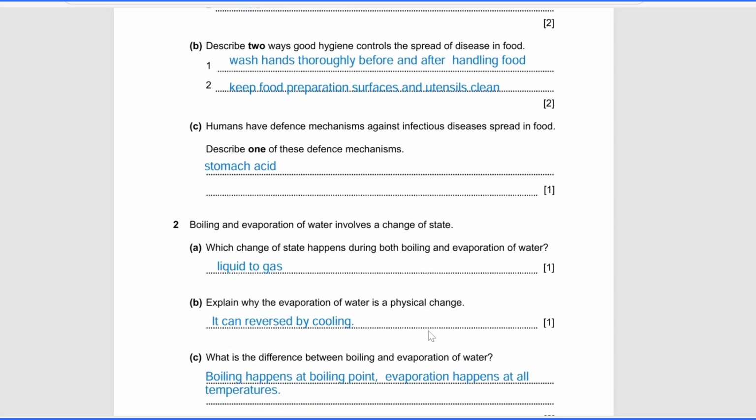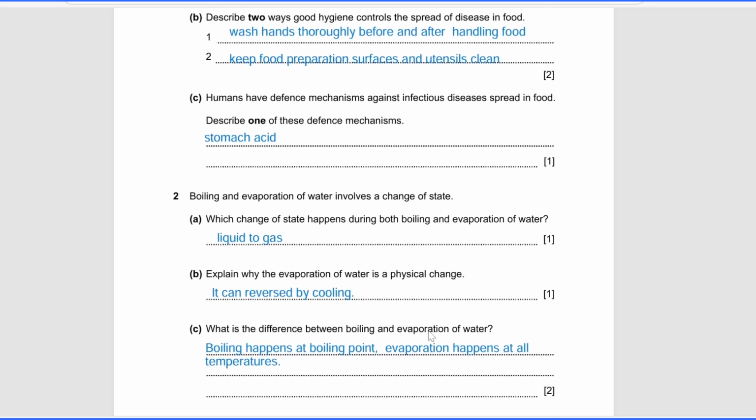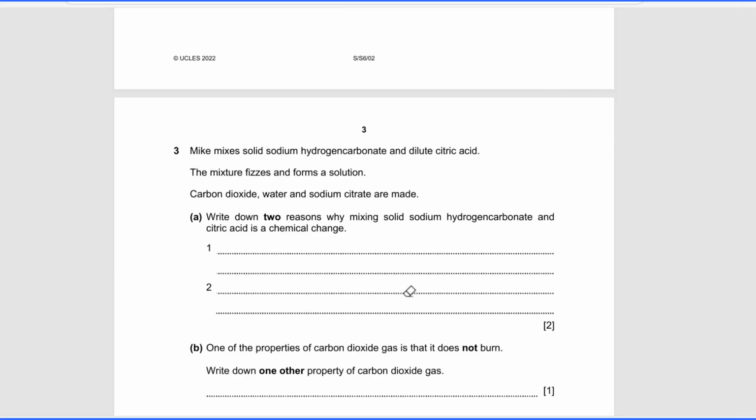Or another possible answer is you can say boiling happens all over the liquid as bubbles exist in all parts of the liquid, and evaporation only happens at the surface of the liquid. Right, let's move on. We are now in number 3.